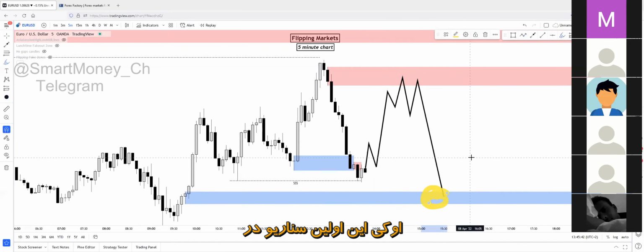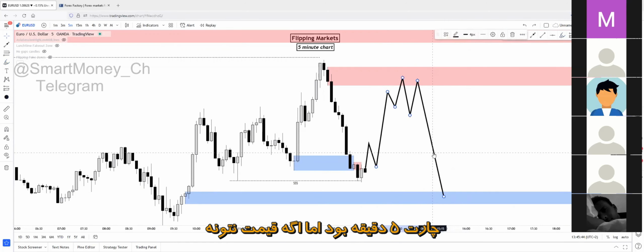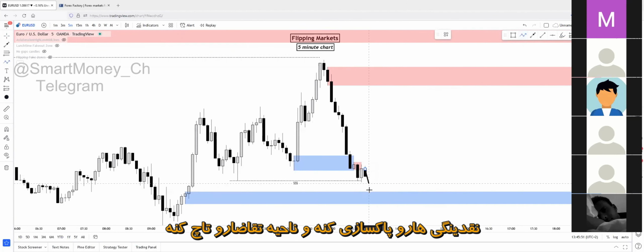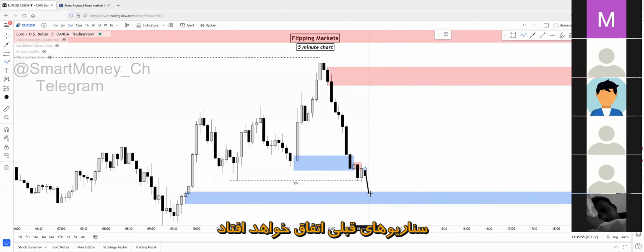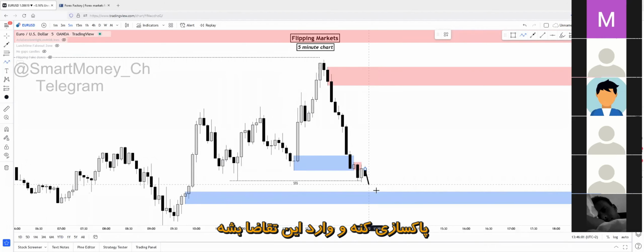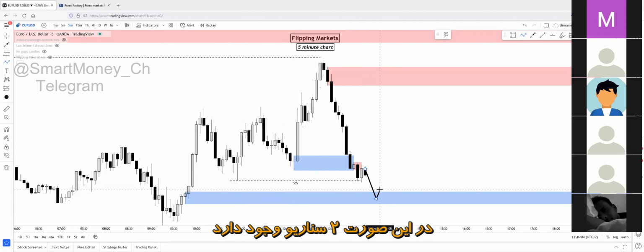Okay, this is the first scenario in the 5-minute chart. But what if price can't break above this supply zone up here and create a change of character to the upside? Instead of creating a change of character, it just sweeps the liquidity and taps this demand zone. The previous scenarios will be live that I was just talking about. If price sweeps the liquidity right here at this region and taps this zone, there will be two scenarios.